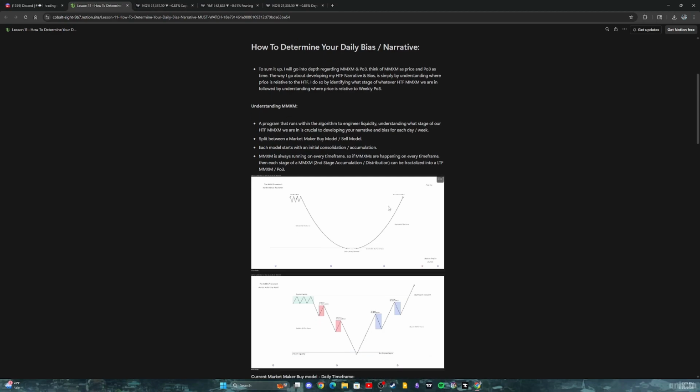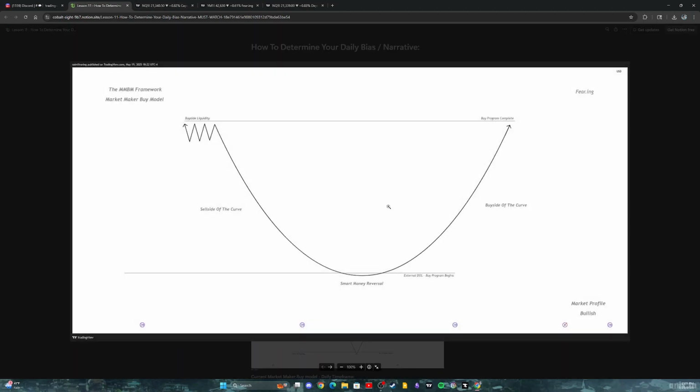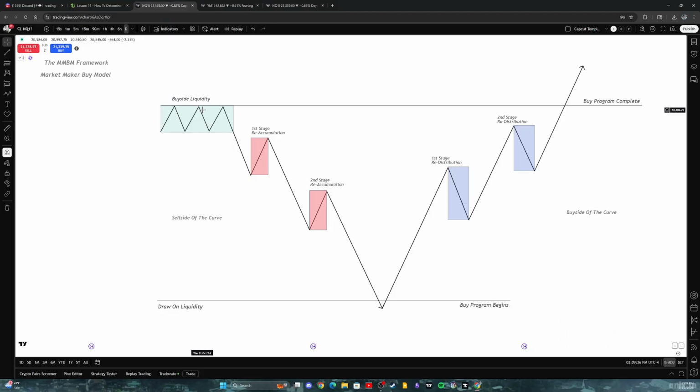Each model starts with an original consolidation, an original accumulation, as we can see here. Every single model is going to start with the original consolidation, and that is how it all starts. From there, we enter the first stage reaccumulation, followed by the second stage reaccumulation, which ultimately leads us to our smart money reversal, where price reaches our external drawn liquidity and where the buy program begins. From there, price displaces up, initiating the first stage redistribution, followed by the second stage redistribution, which ultimately leads us to our completed buy program.